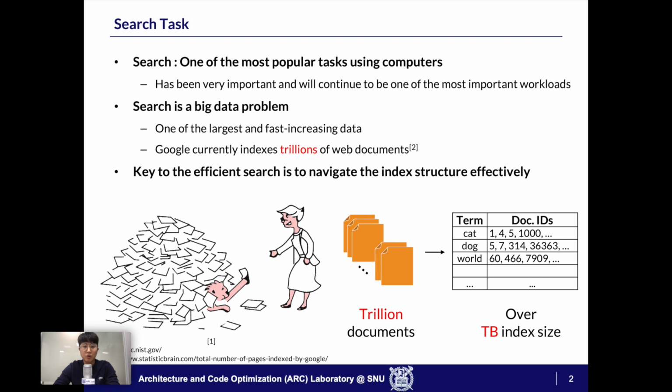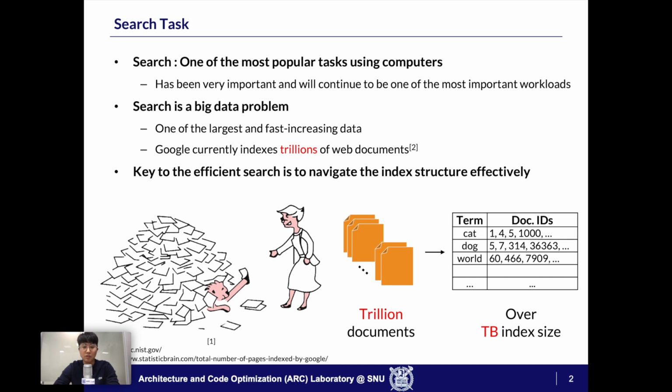Search is definitely one of the most popular tasks using computers. It has been very important and it will continue to be one of the most important computer workflows. And search is a big data problem. The number of documents on the internet is one of the largest and fastest increasing data. For example, a report indicates that Google currently indexes over tens of trillions of web documents. Considering these aspects of the search, it is obvious that we need to continue improving the performance and energy efficiency of the search.